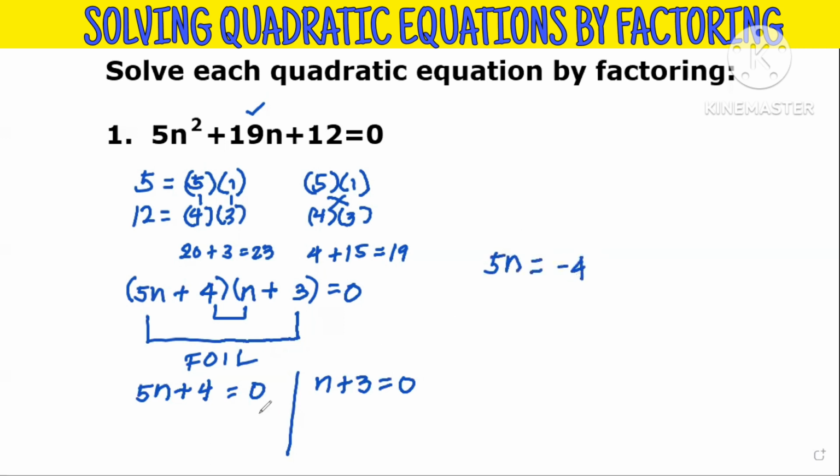Ililipat lang natin yung 4, di ba? And then we divide both sides by 5. So, n is equal to negative 4 fifths. And if n plus 3 equals 0, then n is equal to, lilipat lang yung 3, negative 3. So, what are the two solutions? We have negative 4 fifths and negative 3.